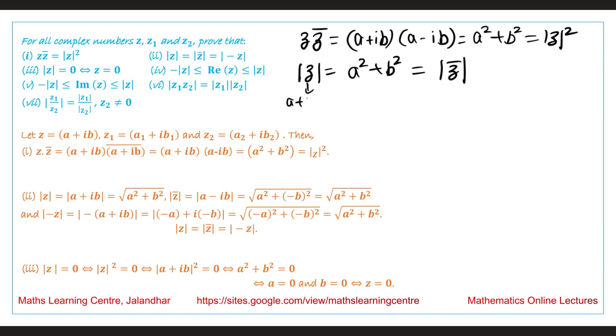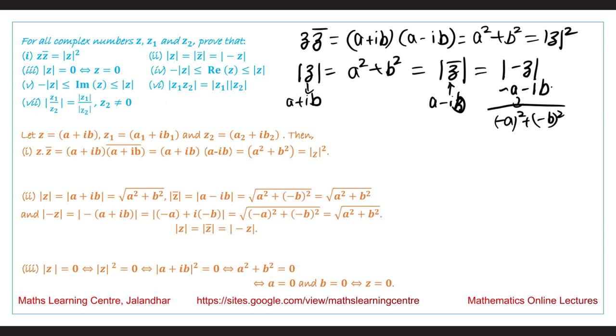Z we write as a + iota b, z bar we write as a - iota b, and this is equal to mod of minus z, where we write minus a minus iota b. In this case the answer will be the square root of (minus a) square plus (minus b) square. That will be equal to the square root of a square plus b square. So we obtain the same answer in this case also.